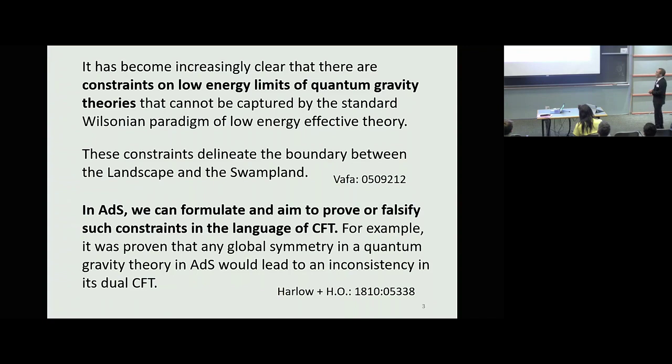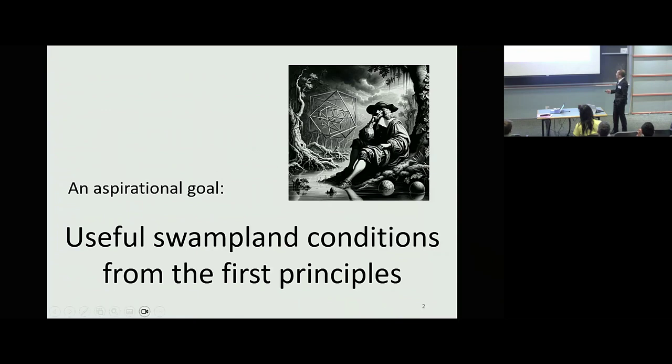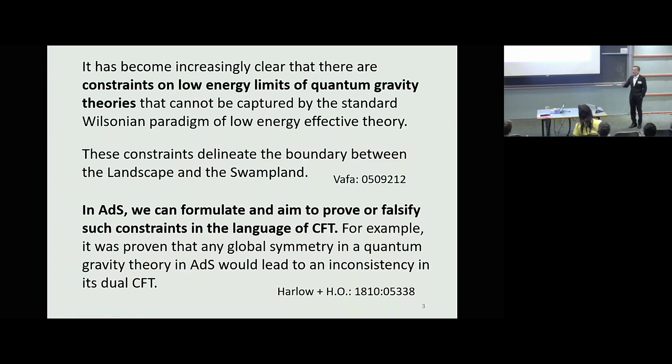For example, Daniel Harlow and I, about 5 years ago, proved that any global symmetry in a quantum gravity theory in AdS would lead to an inconsistency in the dual CFT. This is an example of deriving a swampland condition from first principles. But unfortunately, we cannot say that this was a useful constraint because, for example, the global symmetry in the low energy effective action can be accidental and can be broken at arbitrarily high order in the derivative expansion. So it doesn't give you a sharp constraint on the low energy effective Lagrangian. We want to be useful.